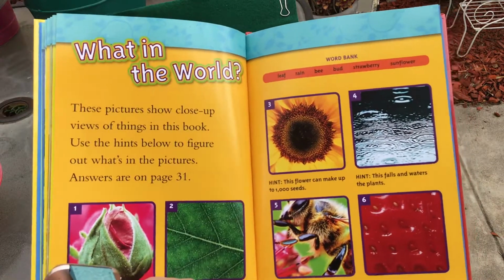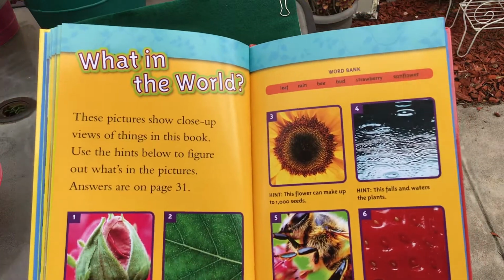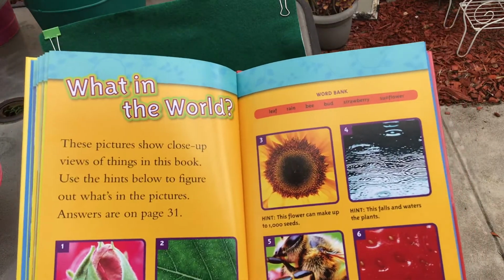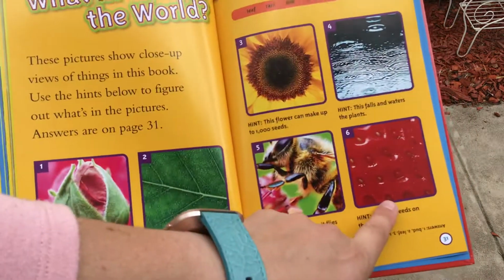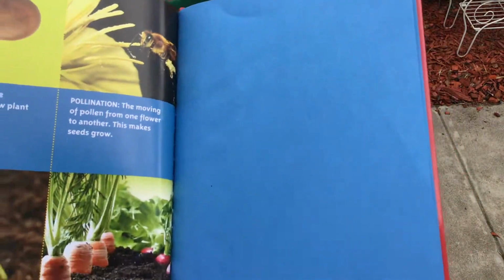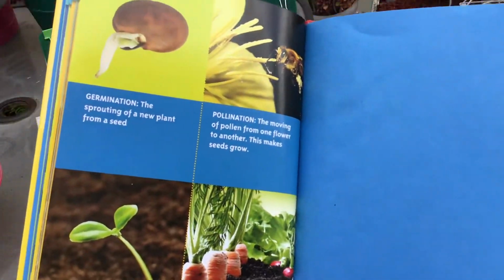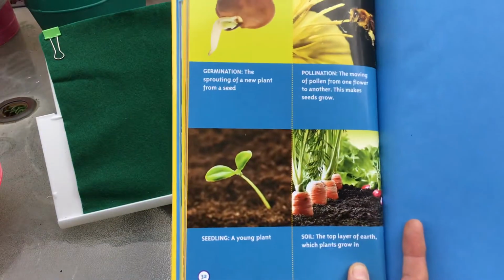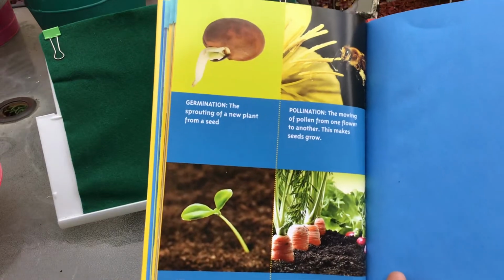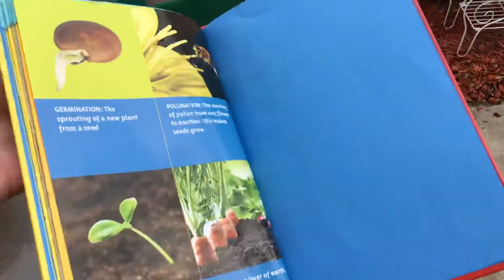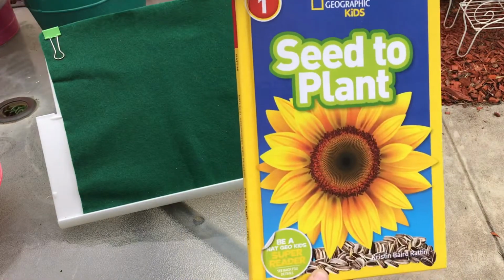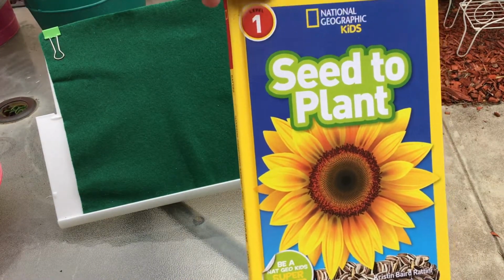This buzzes as it flies from flower to flower. You guys know what that is. That's a bee. And hint, this seed lives on the outside. Remember what that was? Yep, a strawberry. And this just tells you the different words: germination, pollination, the seeding, and the soil. Right, friends? That's the end of the story. The end.